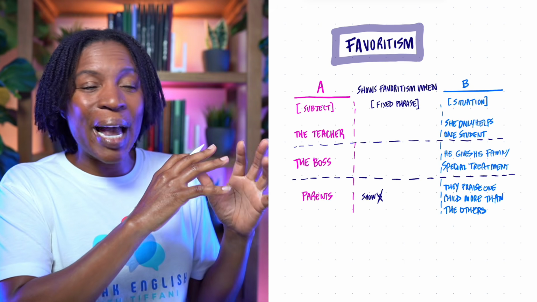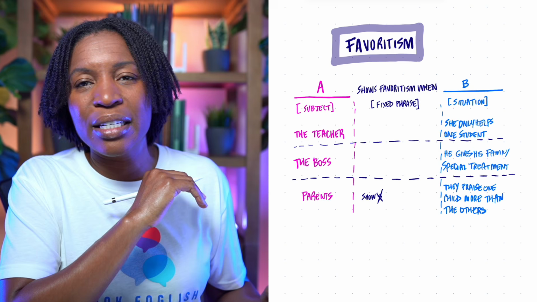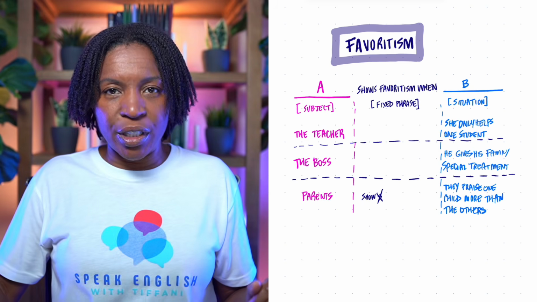So we have three example sentences using this simple sentence structure for the word favoritism. All right, so you've learned 3 vocabulary words today: coherent, dependable, and favoritism. I hope you enjoyed this lesson.